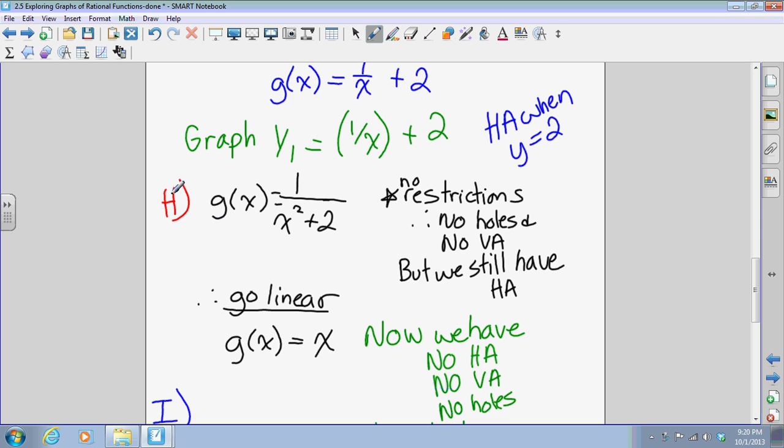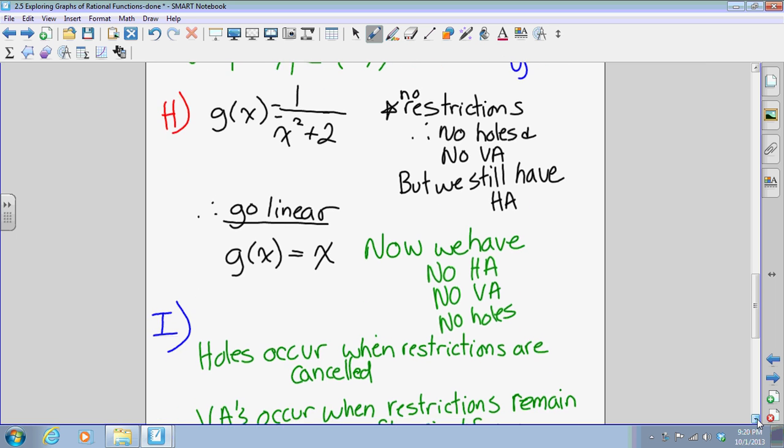Next example is H. How do you come up with an expression that doesn't have any holes or any vertical asymptotes? Well, basically you need to have no restrictions, therefore no holes or vertical asymptotes. Okay, so what we need to do is to go linear. So try g of x equals x. Now we have no vertical asymptotes, no horizontal asymptotes, and no holes. So again, linear is easy.